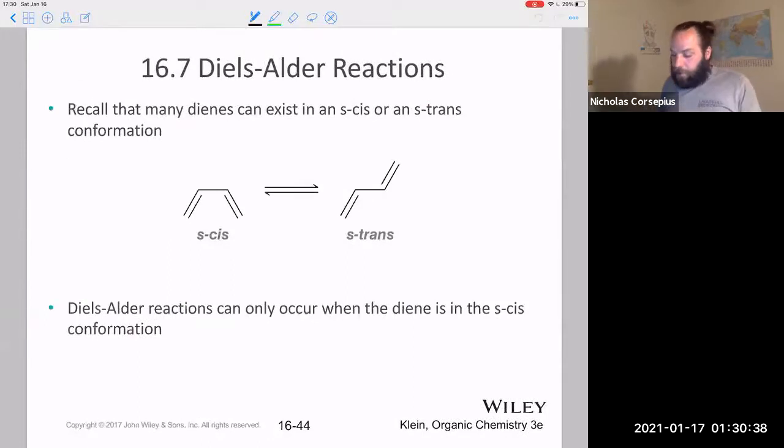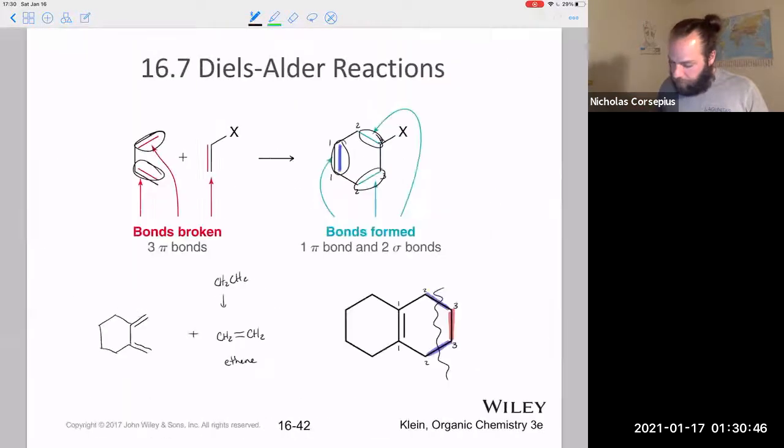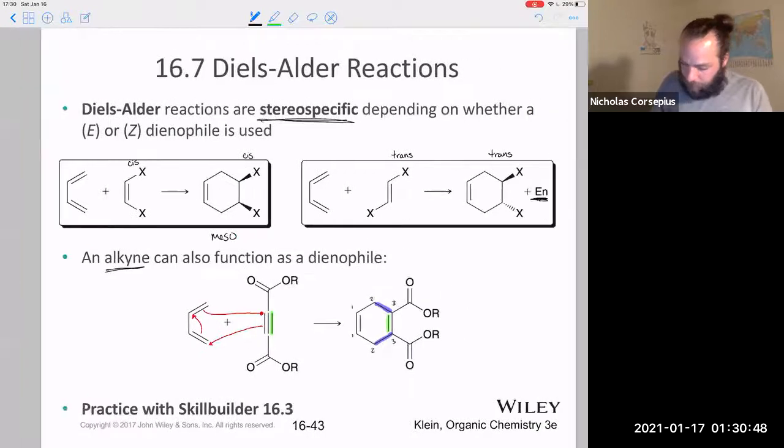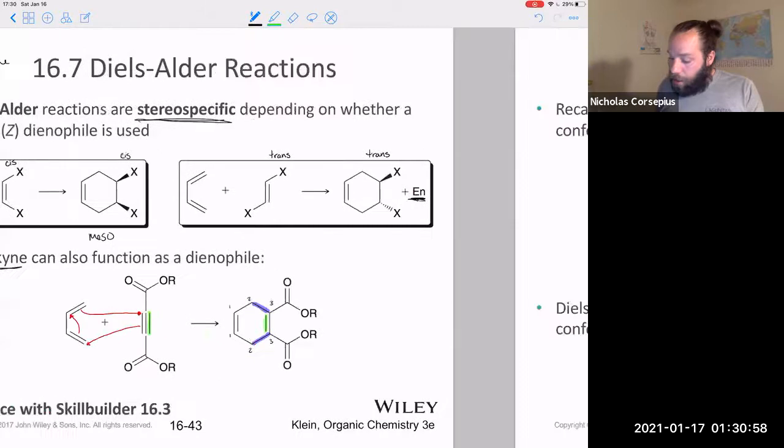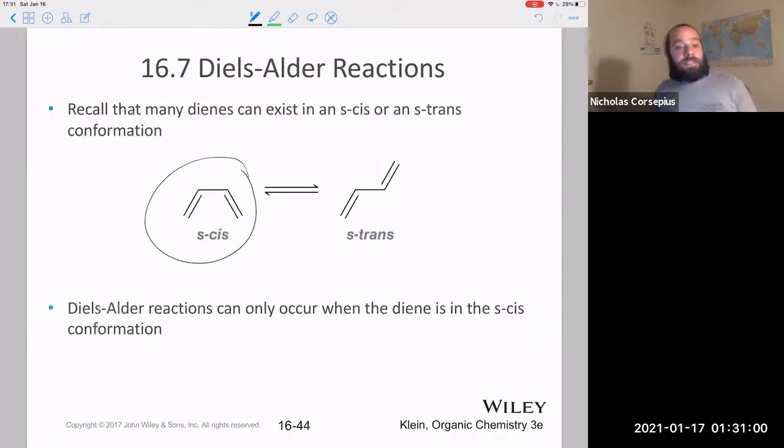Last thing about these Diels Alder reactions, and this is something that I said before, you might have noticed when we were doing all these things. This is just 1,3-butadiene, but it's drawn specifically in that S-cis conformation. You need to have an S-cis conformation in order for a Diels Alder reaction to occur. And remember that the S-trans conformation is usually what's preferred, right? Especially if you have a straight chain alkene.